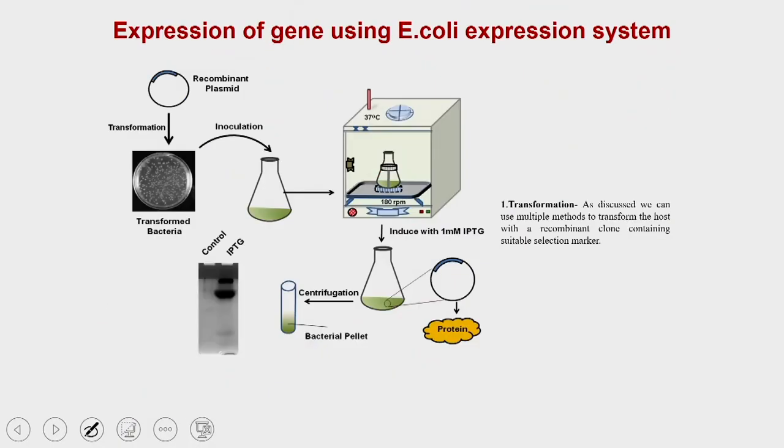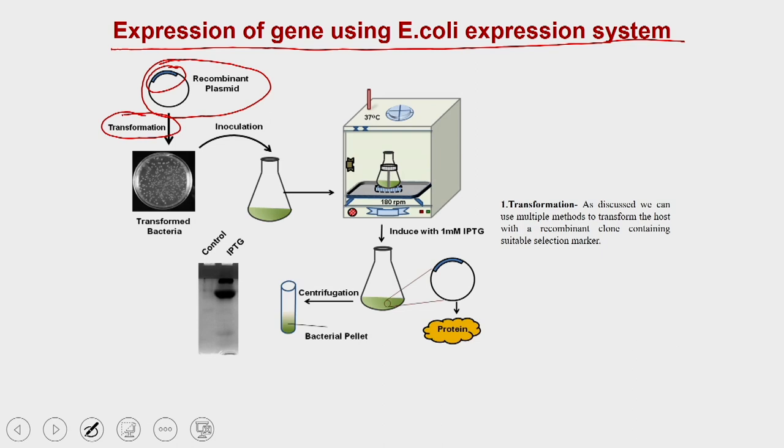Now, let us discuss how to express the gene using the E. coli expression system. What are the different steps? In step 1, you are going to produce the recombinant plasmid which contains your foreign gene. The first step is transformation, which means you are going to deliver this recombinant plasmid into the bacterial system, and then you are going to screen for your transformed bacteria.